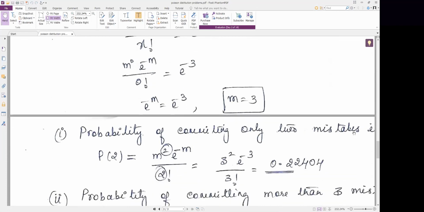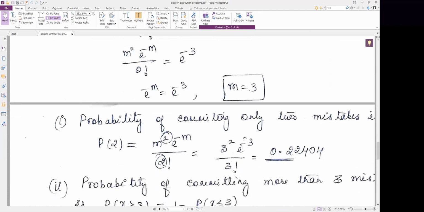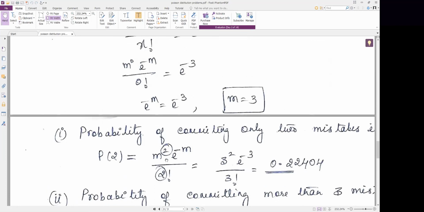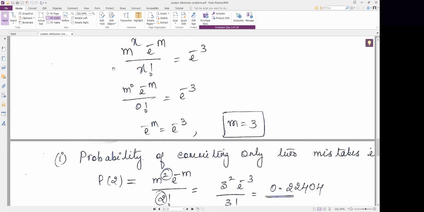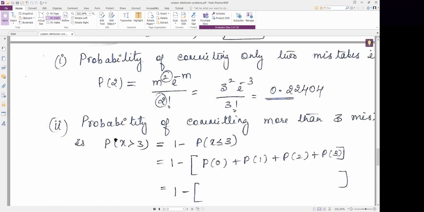Now, probability of committing only 2 mistakes means what? X equal to 2. So if you put x equal to 2, you will get m square e power minus m divided by 2 factorial. So what will be the answer? M is known to you. What is m? 3. So you can write it as 3 power x e power minus 3 divided by x factorial. You can save it in your calculator. Then just put x equal to 2. That time, what will be the answer? 0.22404.